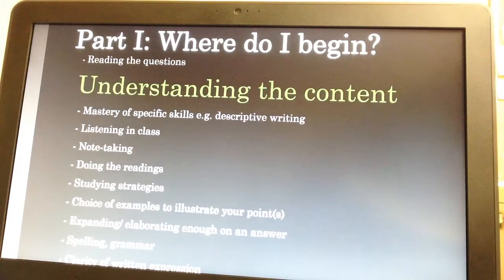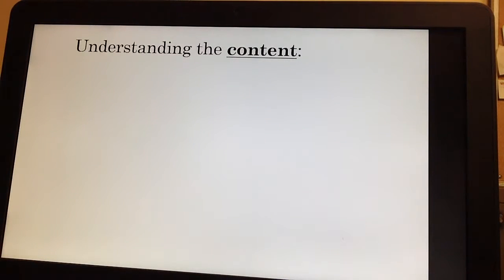So now that we have looked at some tips for reading the questions, maybe we do need to take a step back. Maybe you lost marks because of how well you understood the content that was being covered on the test. So when it comes to this, what are some tips that I can give you for understanding the content?